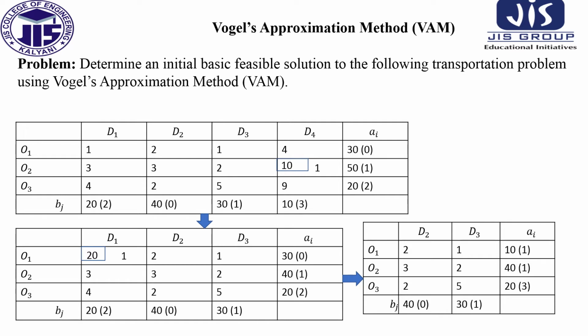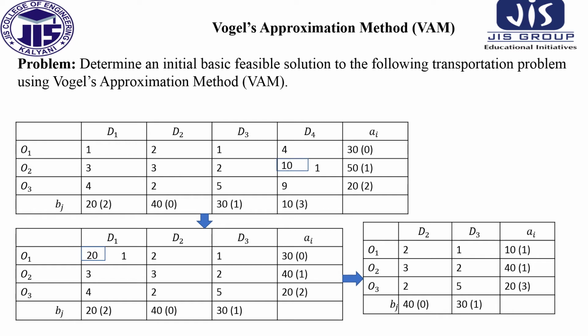Apply the same procedure for all the other rows also. So for this second row, O2, the minimum cost value is 1 and the next minimum cost value is 2.